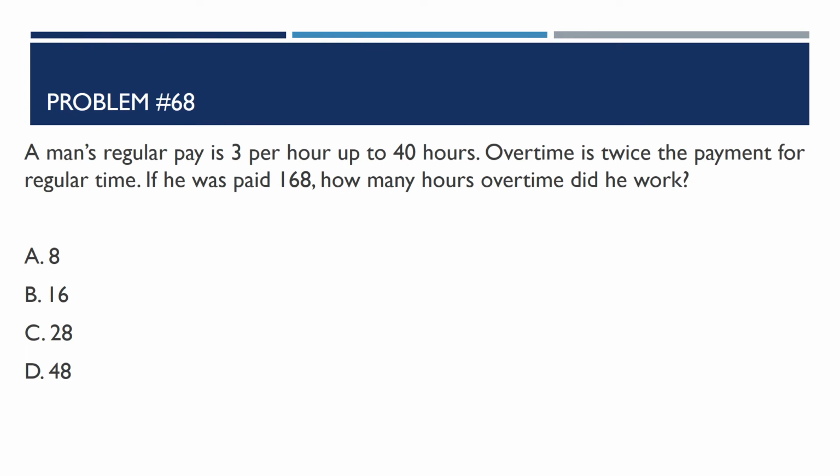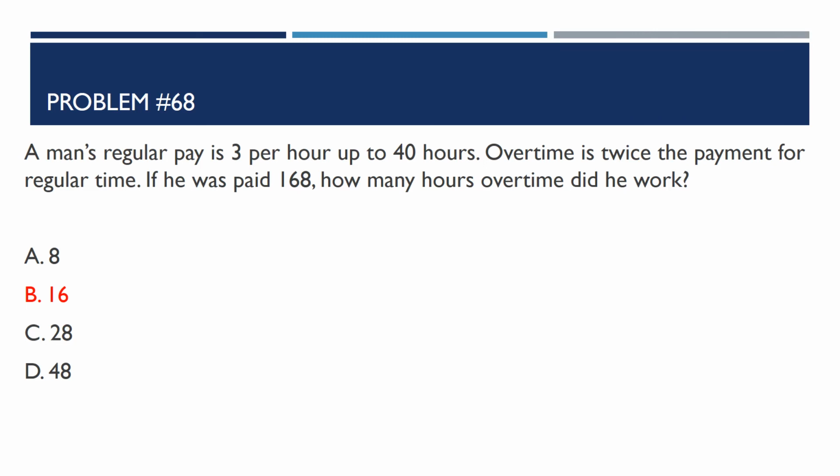Number 68. A man's regular pay is 3 per hour up to 40 hours. Overtime is twice the payment for regular time. If he was paid 168, how many hours overtime did he work? So let us know the answer. So the answer is 16. So how do we get 16?